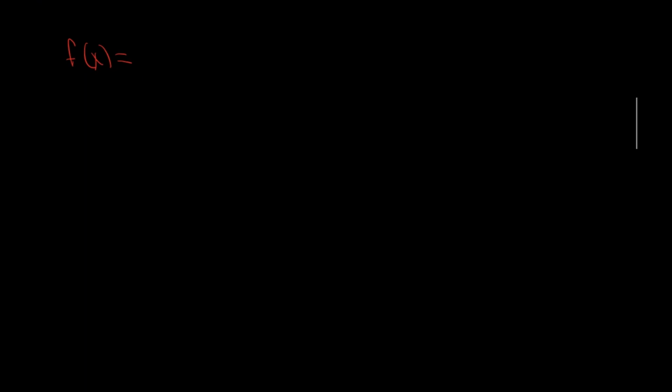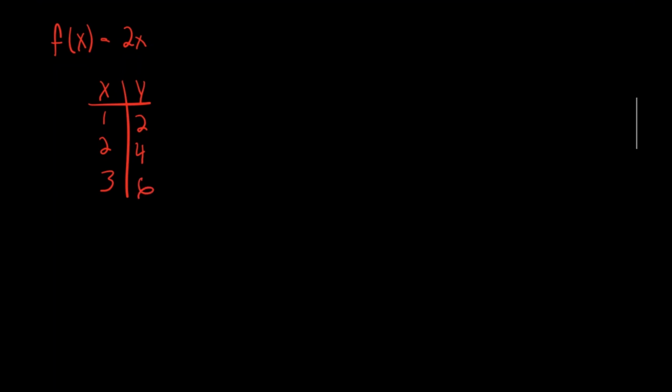Actually, I'm going to increase... Okay, f of x is equal to 2x. If we create a table where we have our inputs and then our outputs, x and y's, and we plug in three simple points, 1, 2, 3, we'll get the following outputs. So we get 2, 4, and 6.